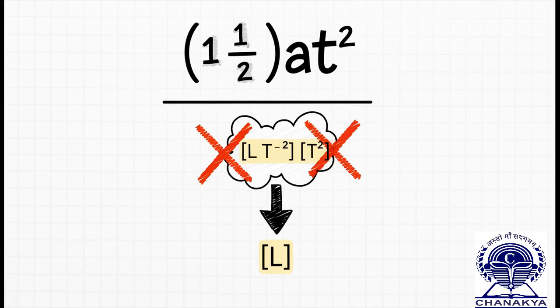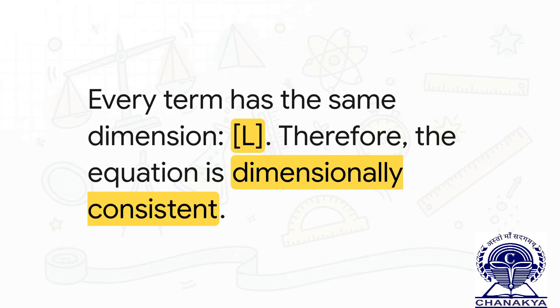Acceleration, a, is length per time squared, or [L T^-2]. We multiply that by time squared, t squared, which is [T^2]. And again, look at that. The T to the minus 2 and the T squared cancel out, leaving us with, you guessed it, [L]. And there it is. Every single term in that equation simplifies to the dimension of length. The equation is dimensionally consistent. It passes our physics spell check.